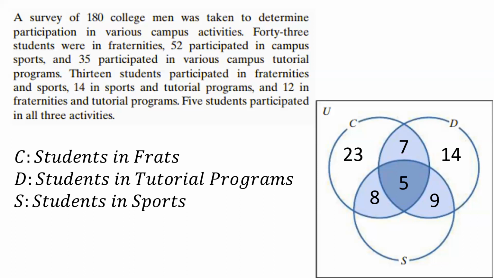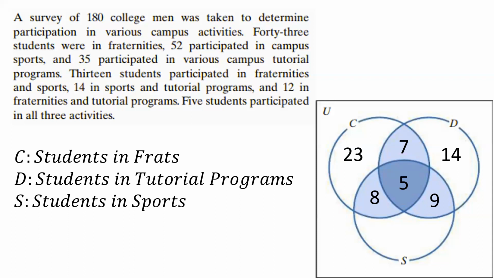Now, what do I move on to? C is students in frats. So I see that 43 students participated in fraternities. And so I do 7 plus 5 plus 8, all of those things in blue that are also in C. And that would get me 20. And then I take the 43 minus 20 gets me 23.